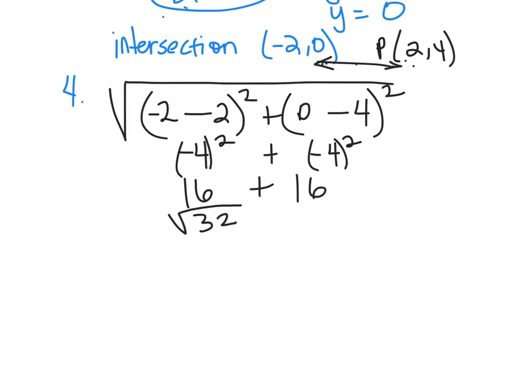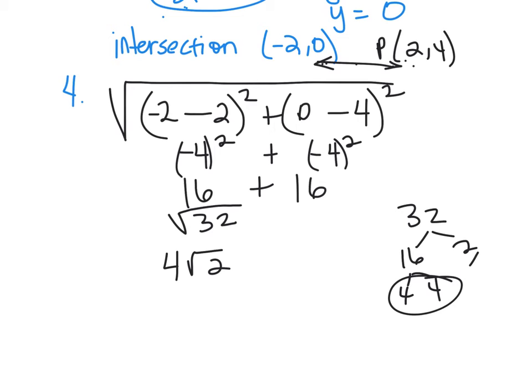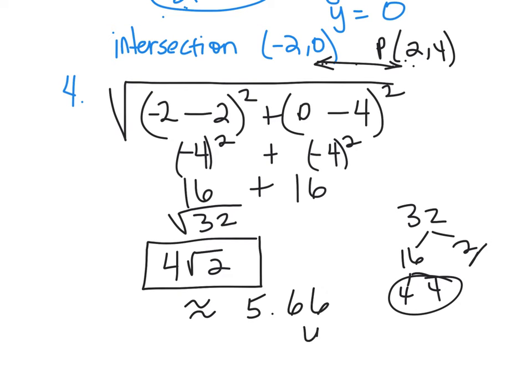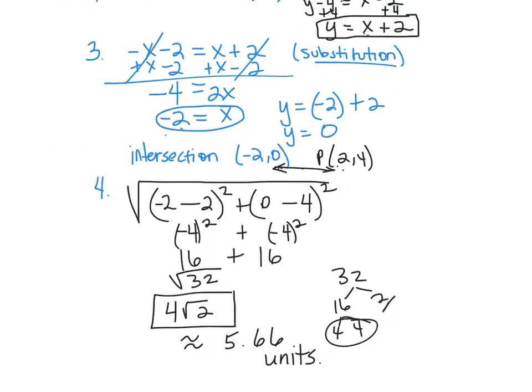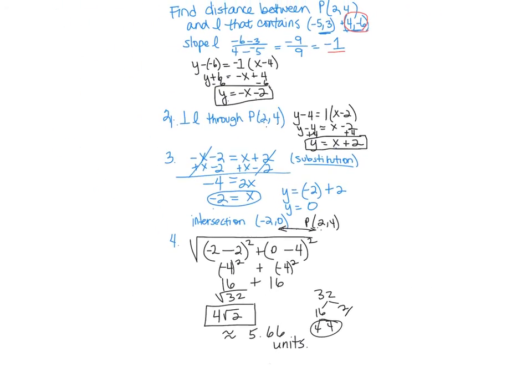But we're going to simplify that into 4 square root of 2. So 32 is 16 times 2, 4 times 4. There's a pair of 4s, and the 2 stays in, which is approximately 5.66 units. Okay, so this is how we do it. Just follow the steps.